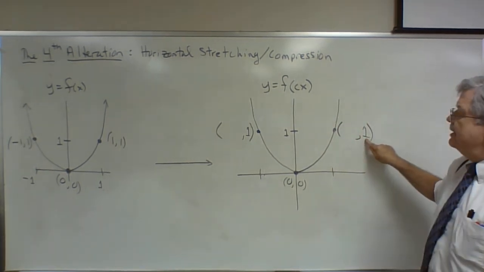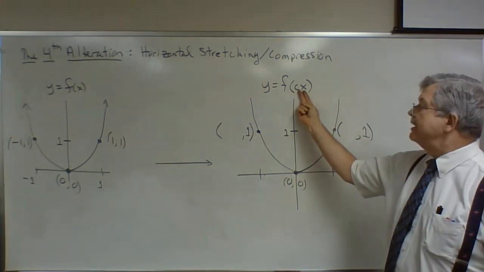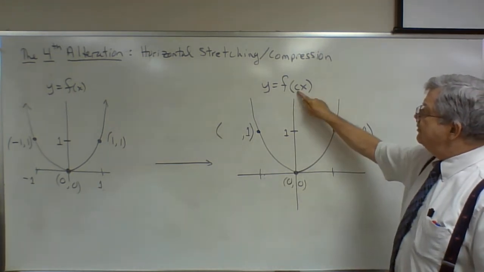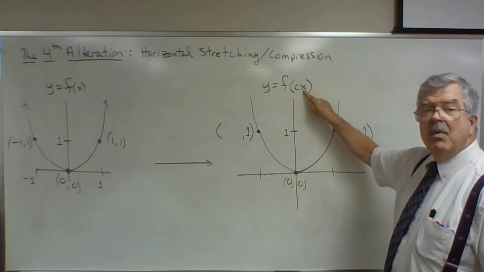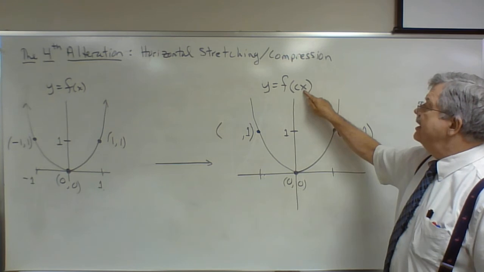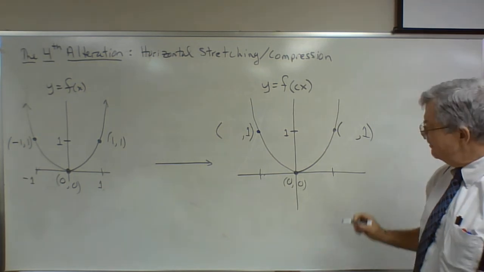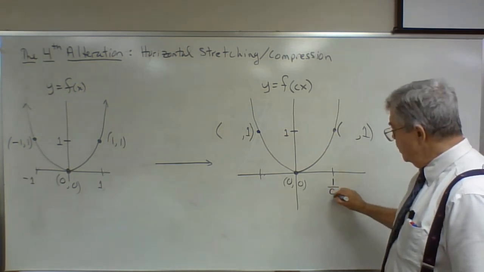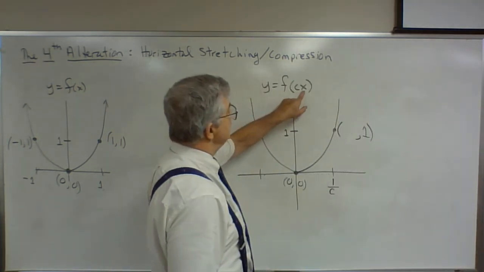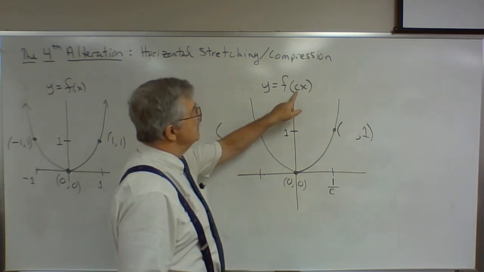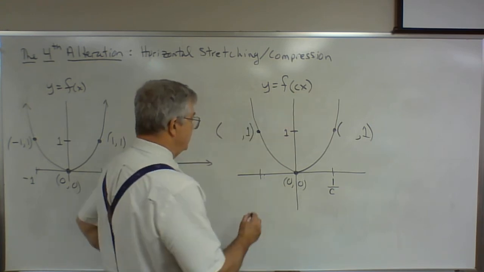So y is going to be 1 when the inside of this function is equal to plus or minus 1. What would x have to be in order for c times x to be equal to 1? Wouldn't x have to be 1 over c? Or if cx is -1, y is 1. So if x is -1 over c, c times x is -1.